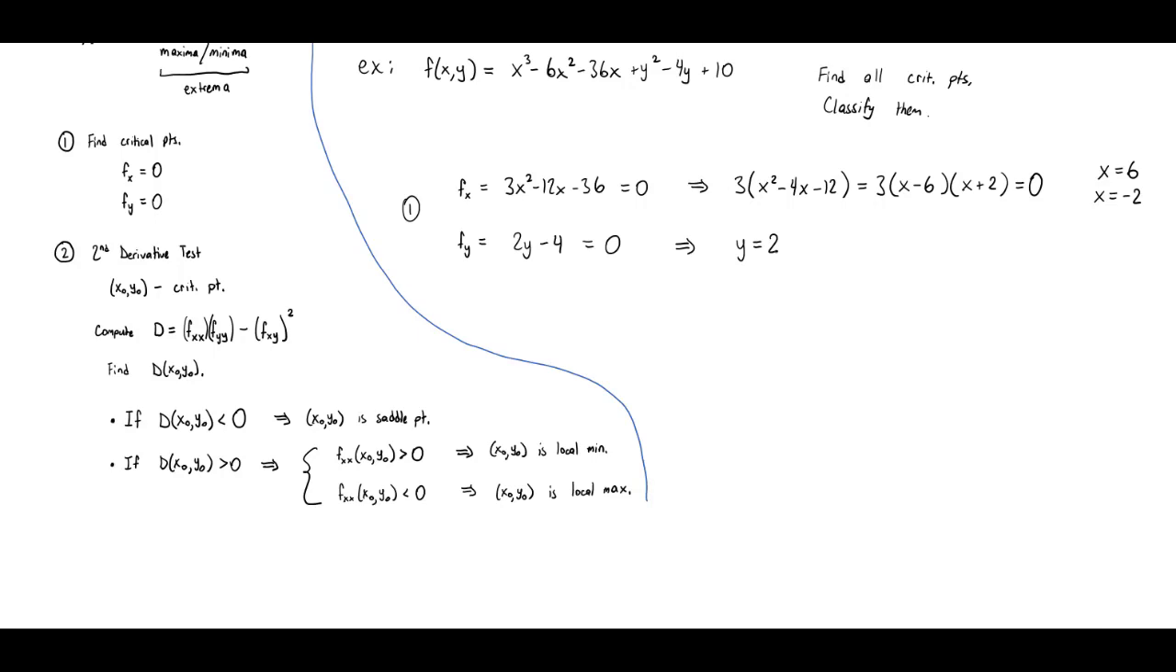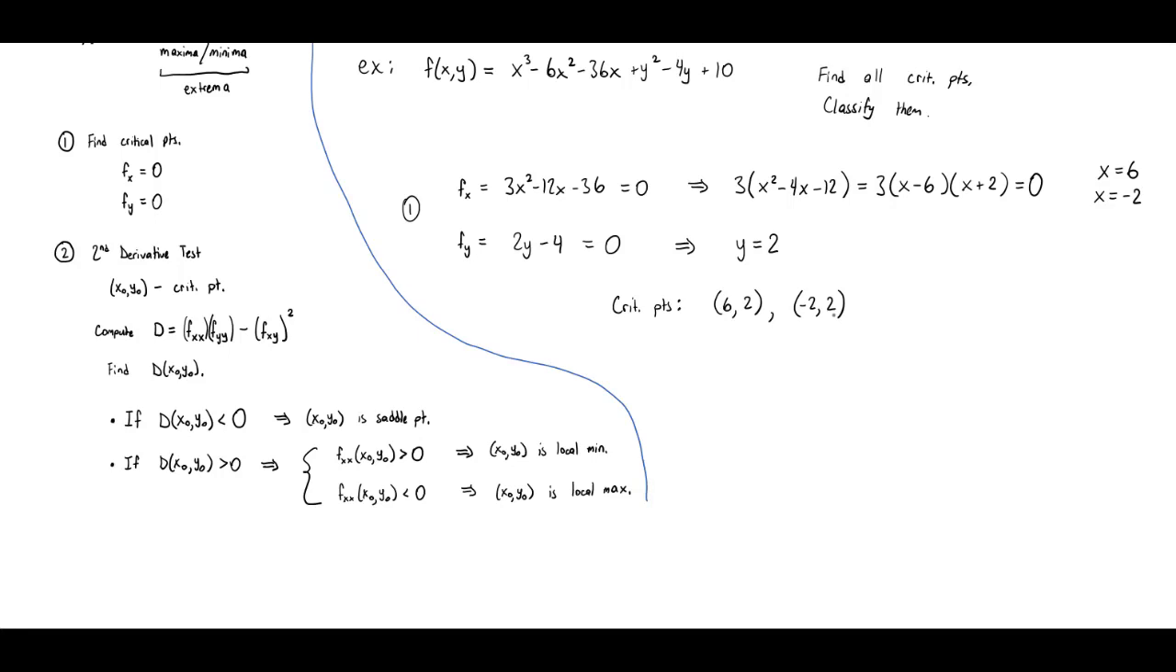Okay, so in this example, we found 2 critical points. So when x is 6 and when y is 2, that makes both partials equal to 0, so that's 1 critical point. And then when x is -2 and y is 2, that also makes both partials equal to 0, so that's another critical point. All right?